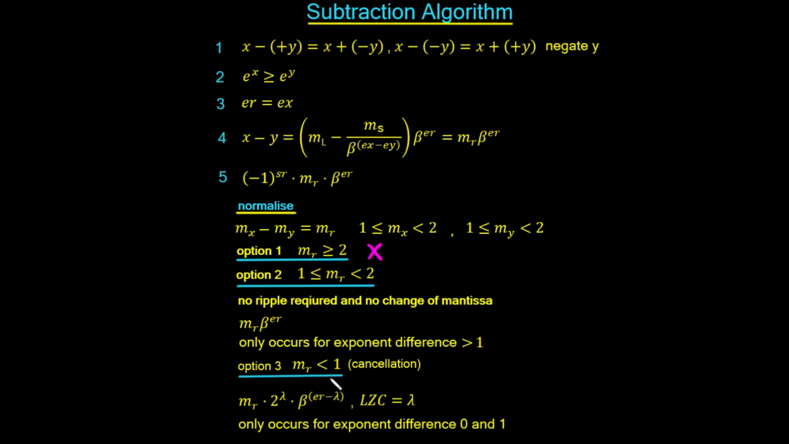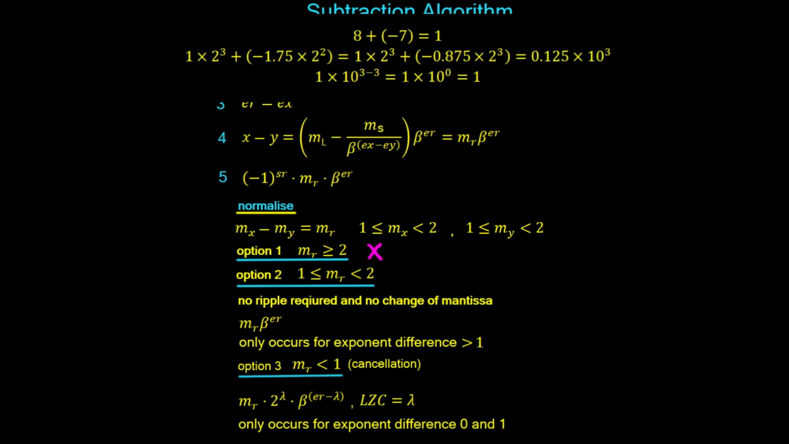Now, the interesting thing about this one is that this leading zero count and the cancellation will only occur whenever the exponent difference is a value of 0 or a value of 1. We did look in the previous video at a difference of 0, whenever we did the subtraction, but we could have a difference of 1. So let's just quickly have a little look at an example, which we can show.